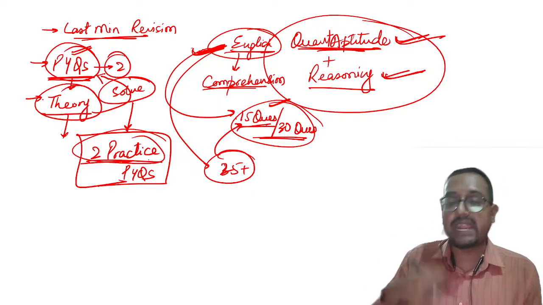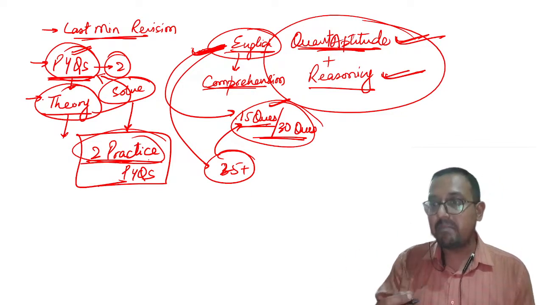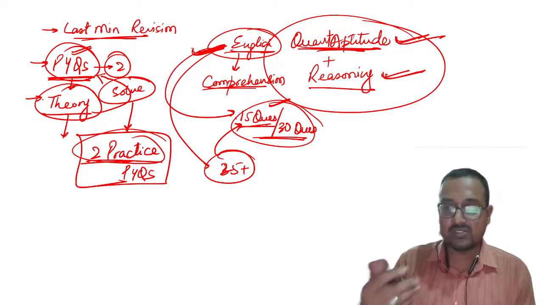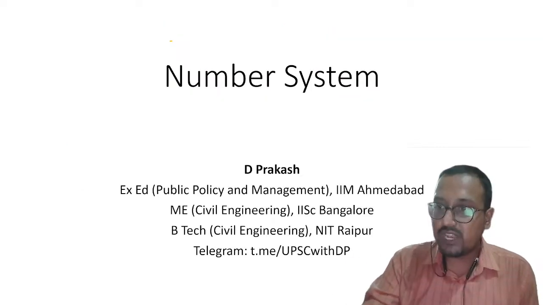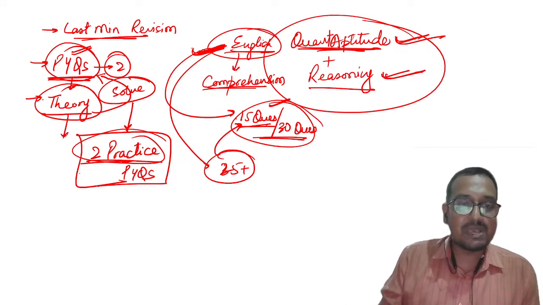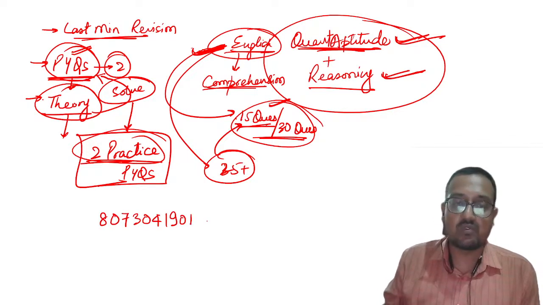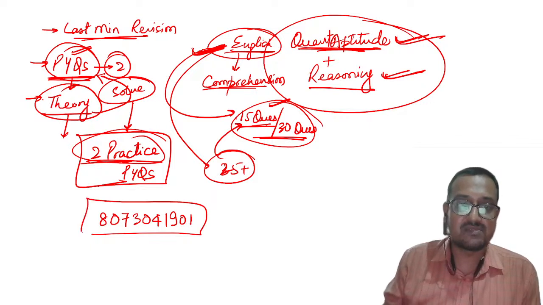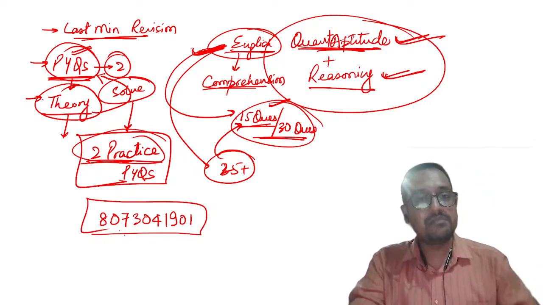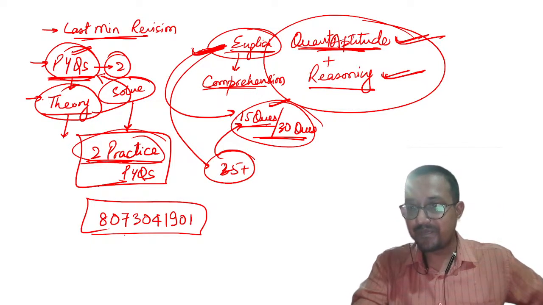You have to solve these practice PYQs and then come back to us, or you can chat in the group and ask questions over there. Students will help you. You can also message me on this number, 807-304-1901. You can WhatsApp me on this number as well. Is it clear? Done? Shall we move ahead?